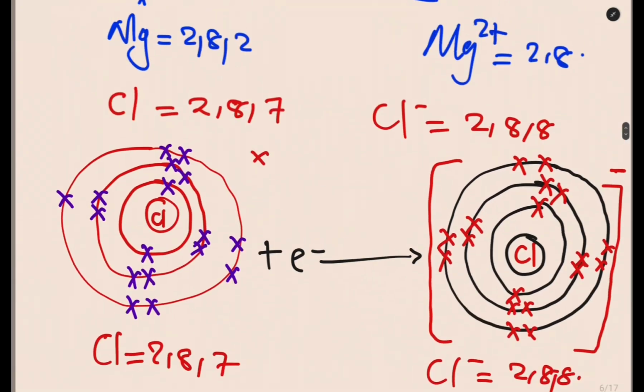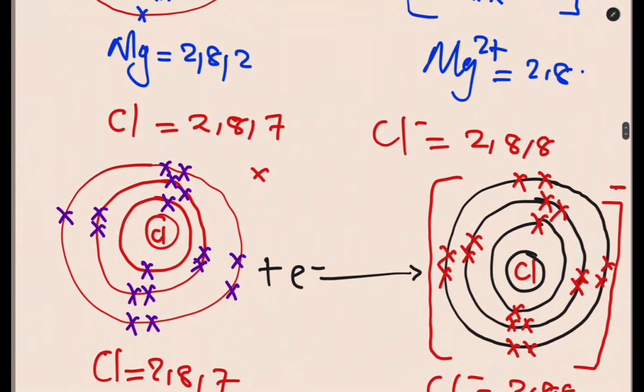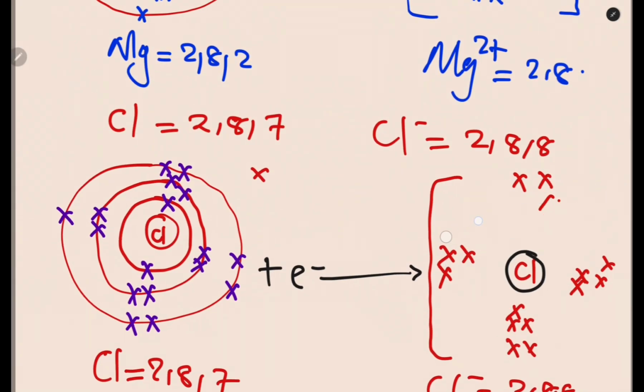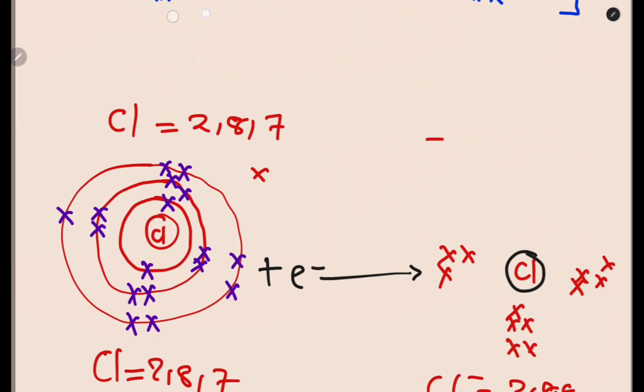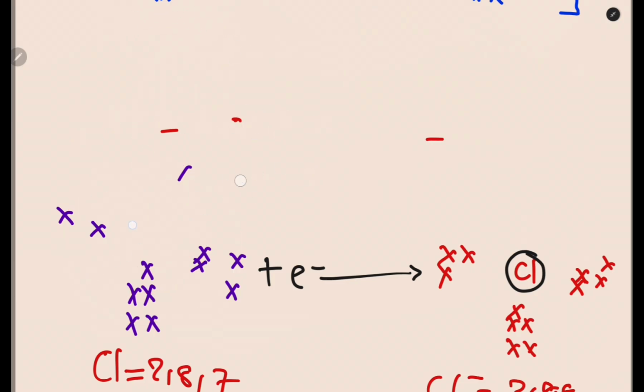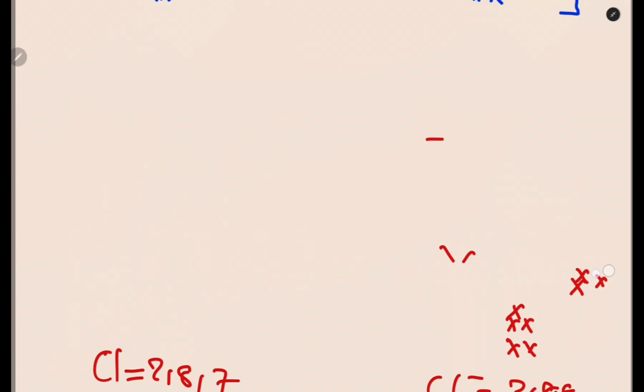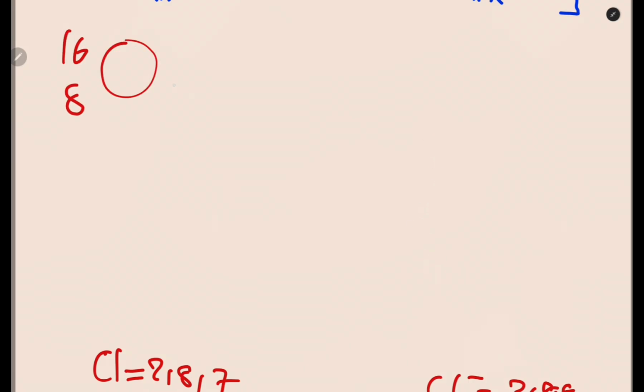All right, let me give one more example, and this time around let us go for oxygen. Oxygen, O, has the mass number 16 and atomic number 8. The configuration is 2, 6. So it has 2 shells.